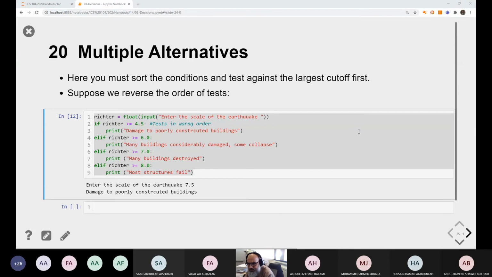Similarly, Hussein Al Abdullah, you have the same thing: Richter is less than or equal to 4.5 and you put damage to poorly constructed buildings. No, we want no damage. Mohammed, the same thing. Abdel Hamid, the same. Siddiq, the same.